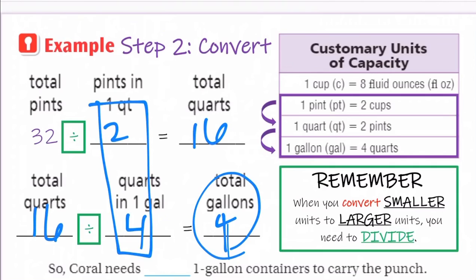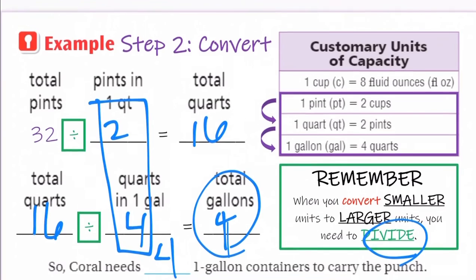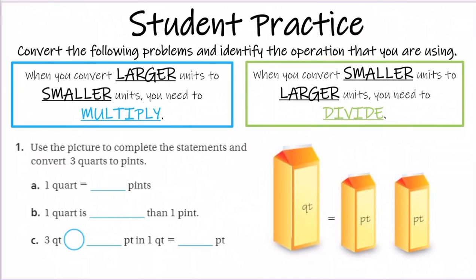Just make sure that you're double checking your work and double checking this capacity table. Again, we're dividing. So Carl would need 4 1-gallon containers to carry her punch. She made a lot of punch. A lot. Okay, go ahead and do this problem right here. Student practice. Make sure you understand the operation that you're doing. It's just one problem. It shouldn't take too long. There's 3 parts to the problem.